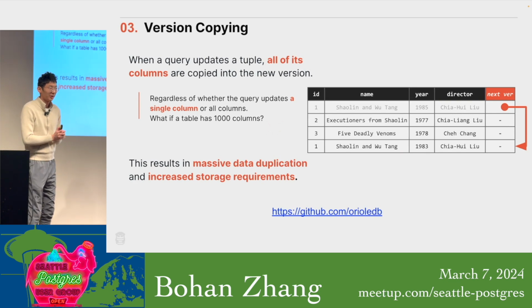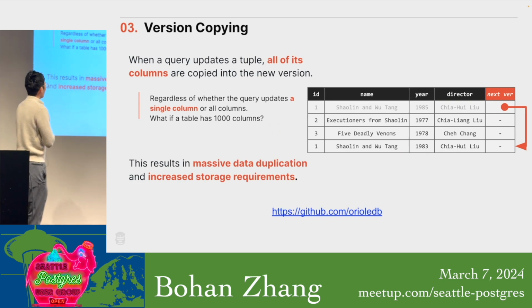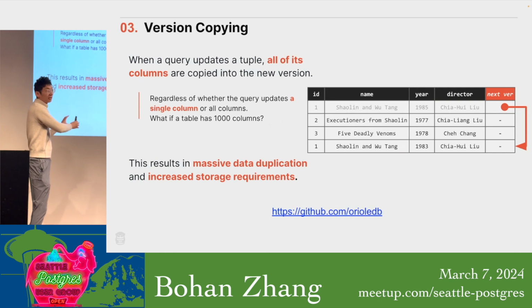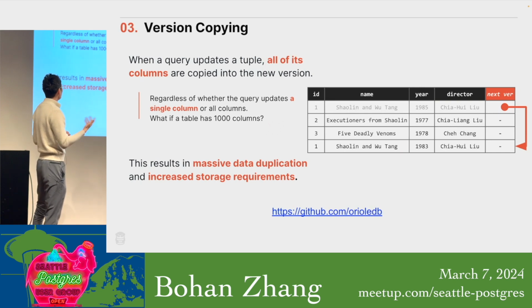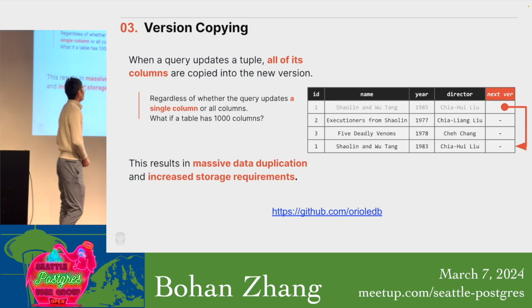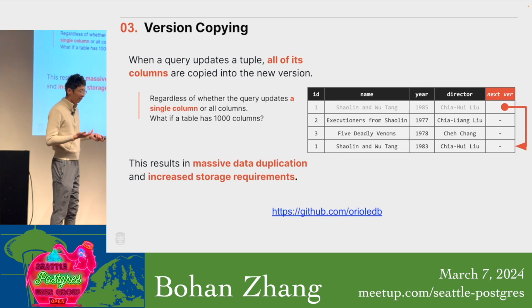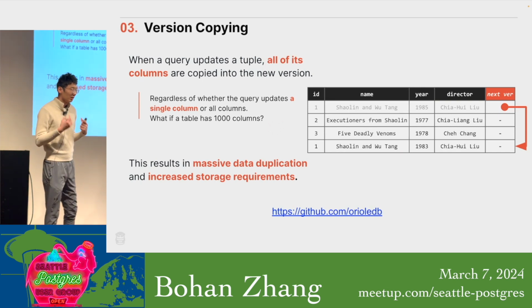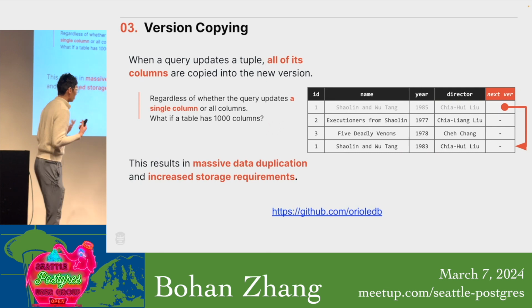The first problem is version copying. When a query updates a tuple, all of the columns are copied to the new version. In this example, we only update the column year. It's just one column, but we need to copy all the columns into the new version. This introduces massive data duplication and increases the storage requirements. In this example, it just has 4 columns. But if we have 1,000 columns in the table, that's a very huge overhead.